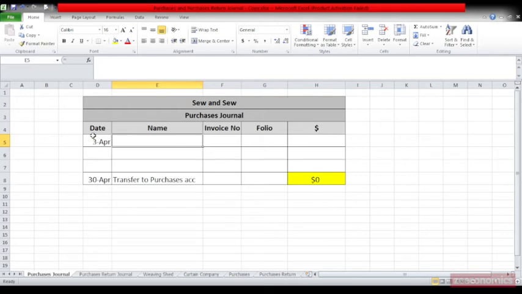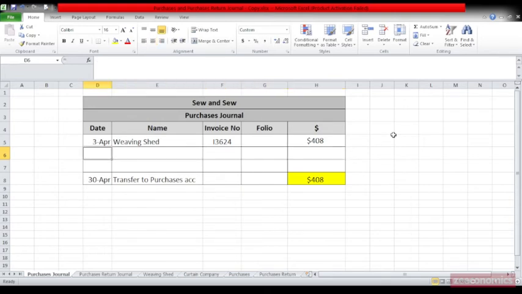The name will be the name of your supplier, the weaving shed. As you can see, this one is the customer's name, Sue and Sue, and this one is the weaving shed. Then we input the invoice number, which is I3624. The amount of the transaction is $510. But bear in mind that you need to take 20% away from this $510 because the weaving shed is giving a trade discount of 20%. Therefore, we take 20% from $510, which results in $408.